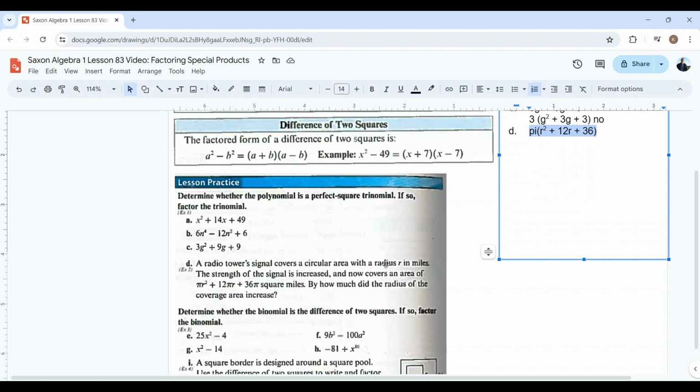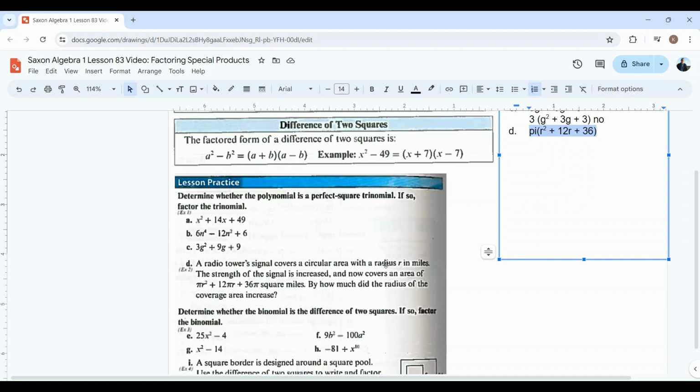The strength of the signal is increased, and now it covers an area with a remarkably difficult to figure out value for area. I mean, what is pi r squared plus 12 pi r plus 36 pi? That seems pretty complicated. All right, now, here's the thing. We can uncomplicate this a little bit. It asks us how much did the radius of the coverage area increase, and you're probably scratching your head right now saying, what in the world do I do to figure this one out?